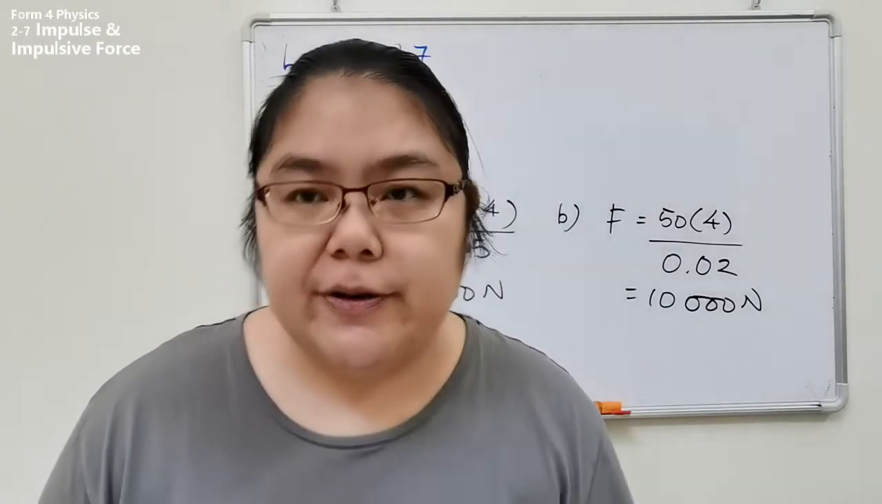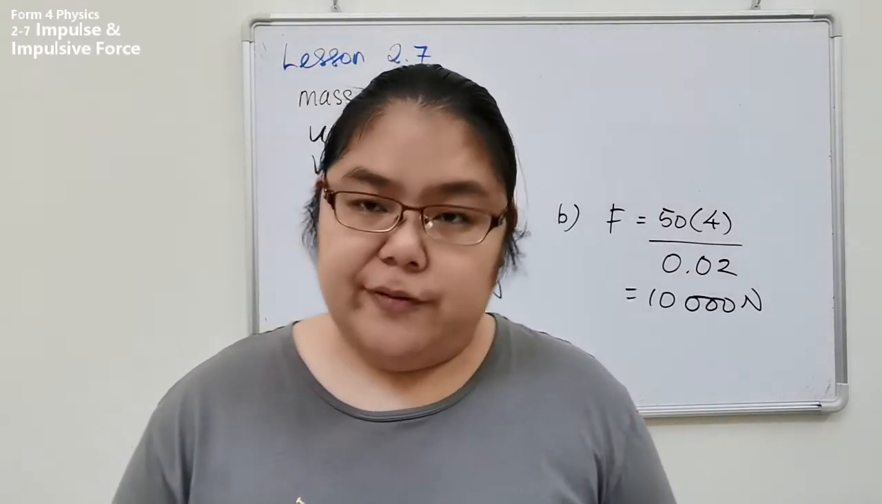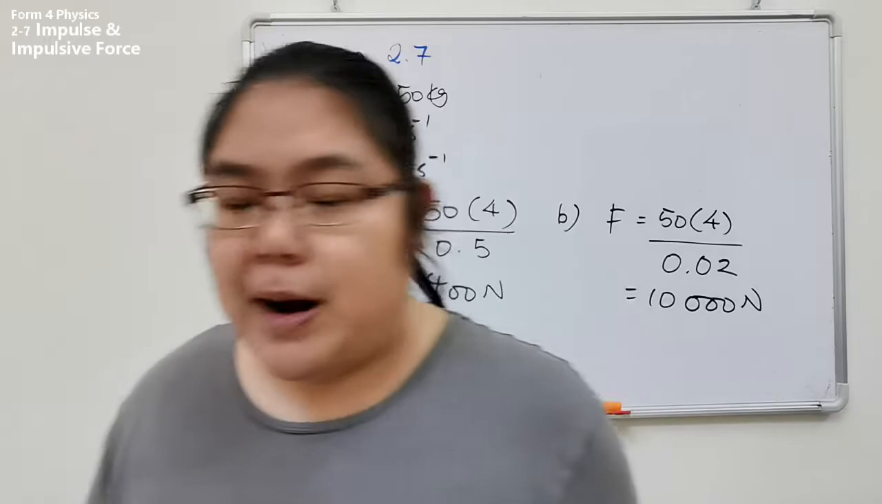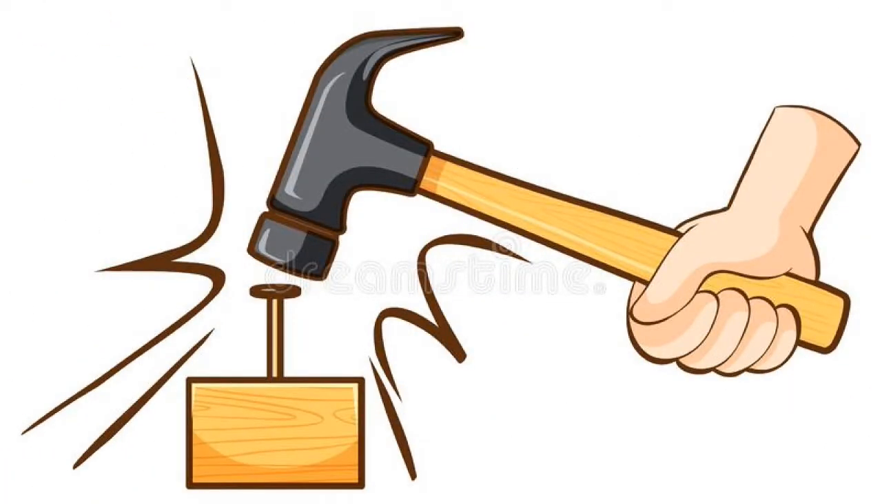That means there's a benefit. Why do we need the impulsive force? Okay, please refer to the diagram I show you. The first one is a hammer and a nail. Normally you want the nail to penetrate the wood faster. What do you need to do? You need to hit faster.